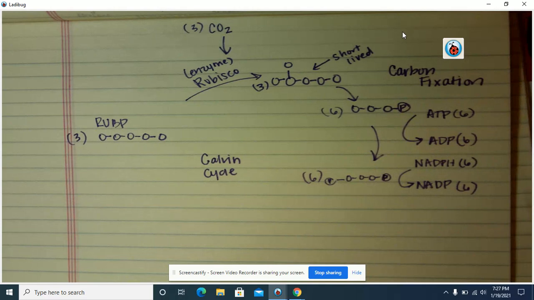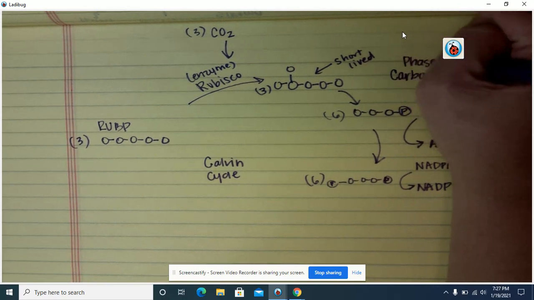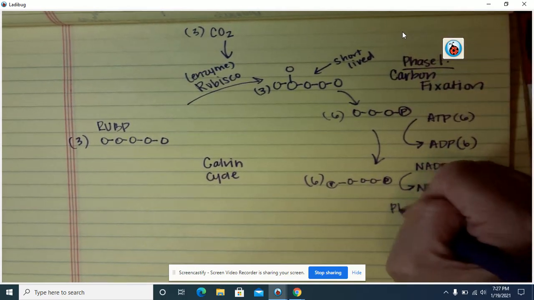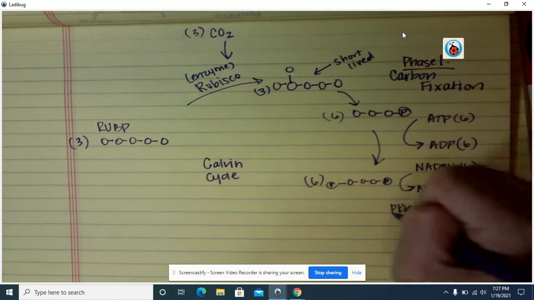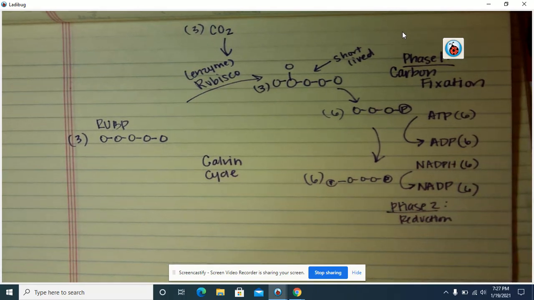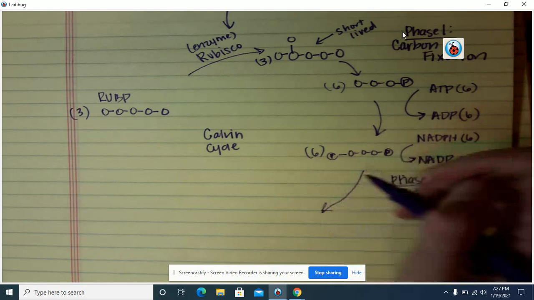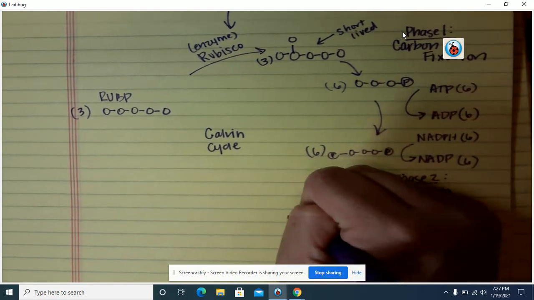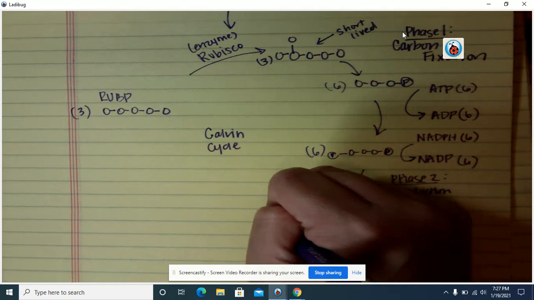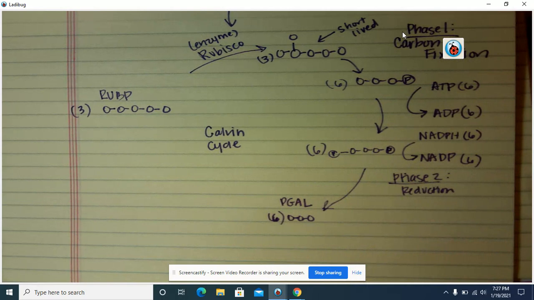Okay. And now we've really entered into phase 2. So carbon fixation was phase 1. We've entered into phase 2, which is reduction, because we're adding some electrons now. Reduction as in redox reaction. And ultimately, through this, the plant is going to make a 3-carbon molecule, 6 of these, called PGAL. It's going to be abbreviated PGAL.